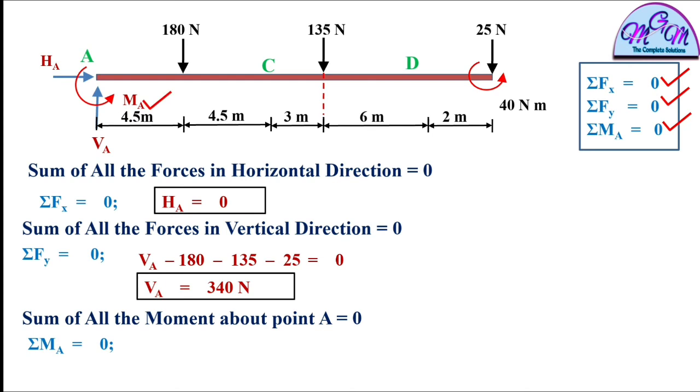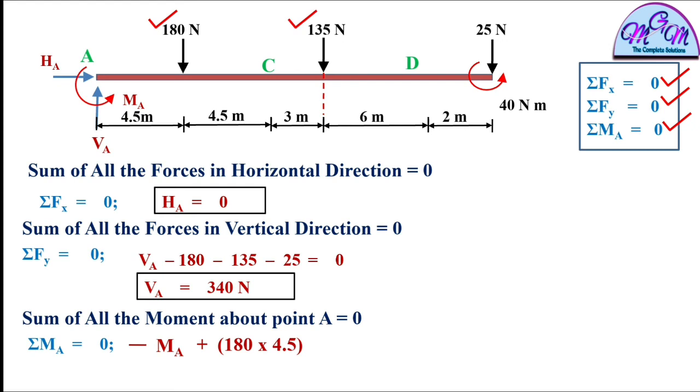Here you can show it in clockwise direction also, there will be no effect on the final value of the moment. It depends upon you whether you want to show it clockwise or anti-clockwise. Here we have shown it in anti-clockwise direction, so this will be negative according to my sign convention, so minus MA. The moment of this 180 Newton force will be in clockwise direction, and the perpendicular distance for this force is 4.5 meter. So the value will be 180 into 4.5.